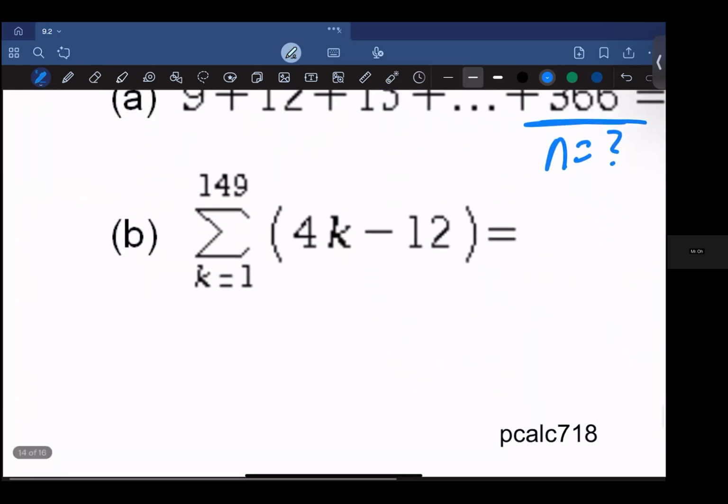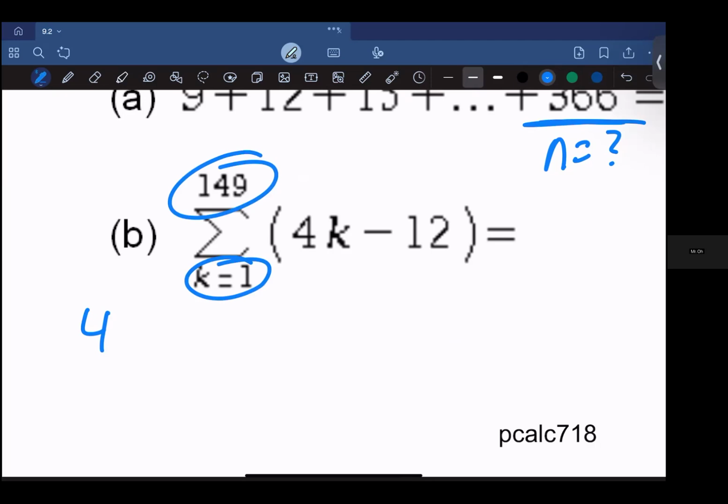Okay, now let's try B. Here we have a sigma summation equation. We need to find what it is at the first value, 1, and at the top, 149. So 4 times 1 minus 12. This is the iteration for 1.